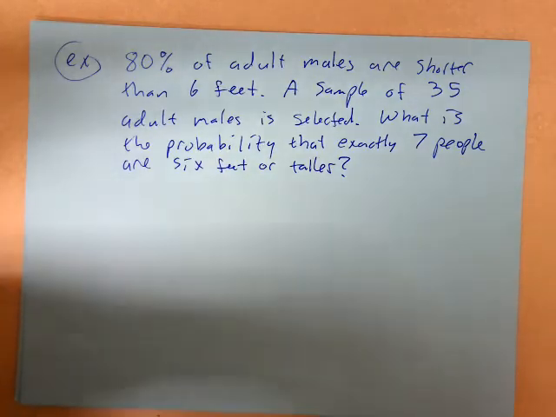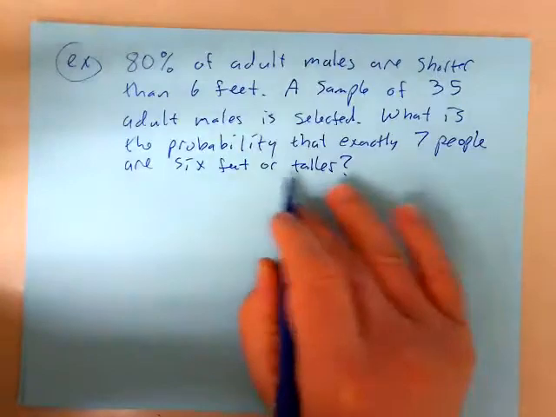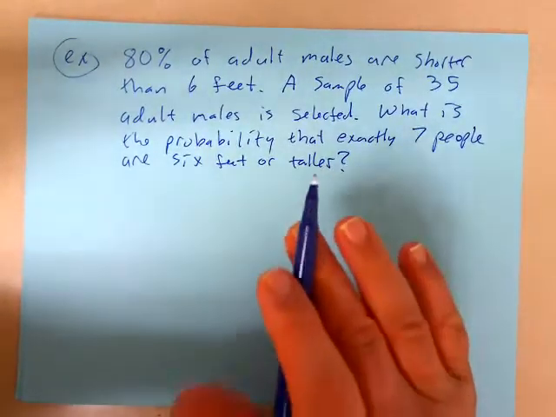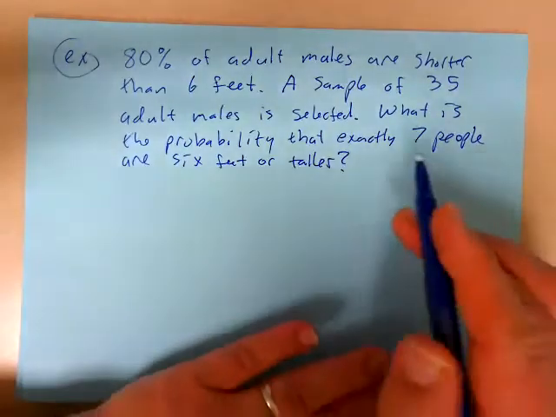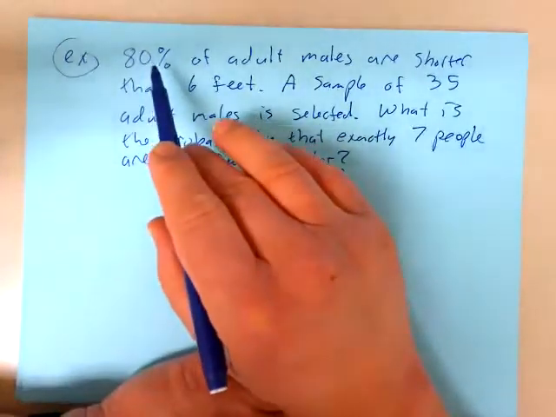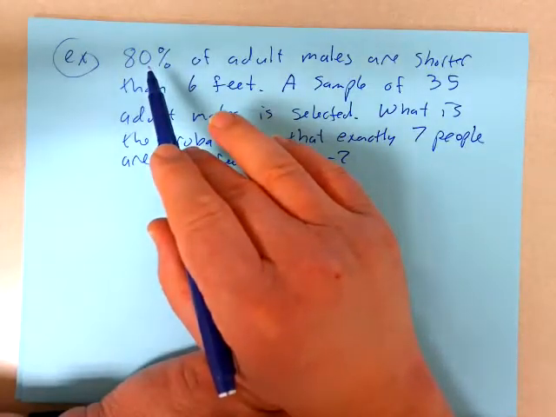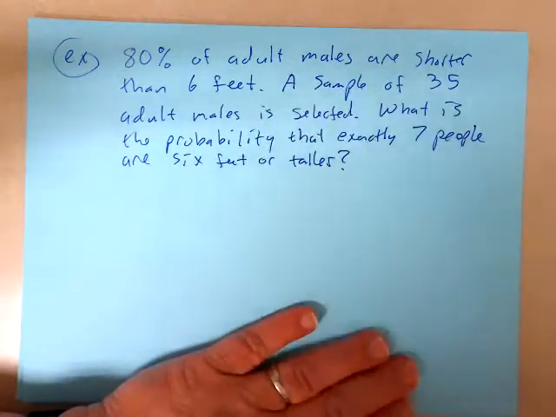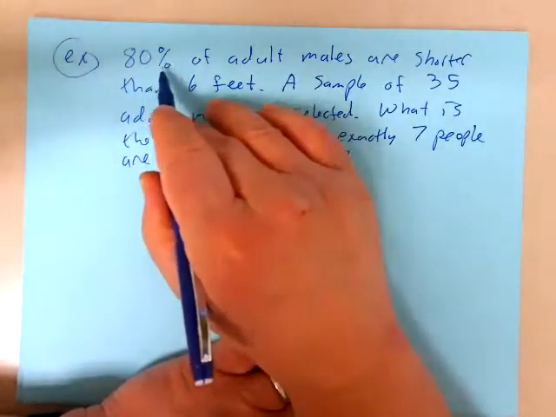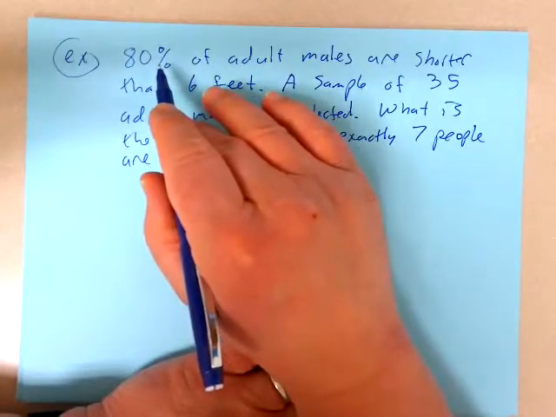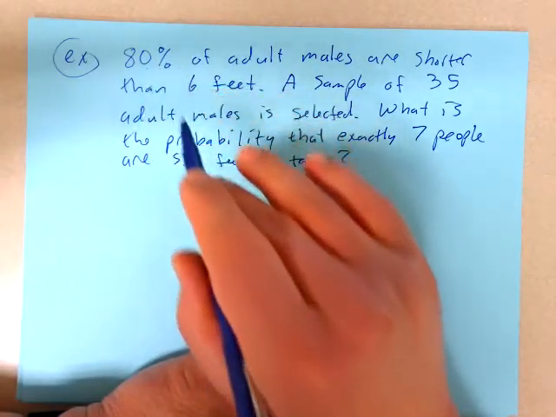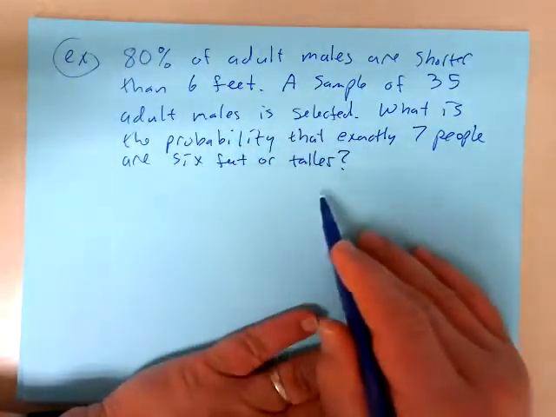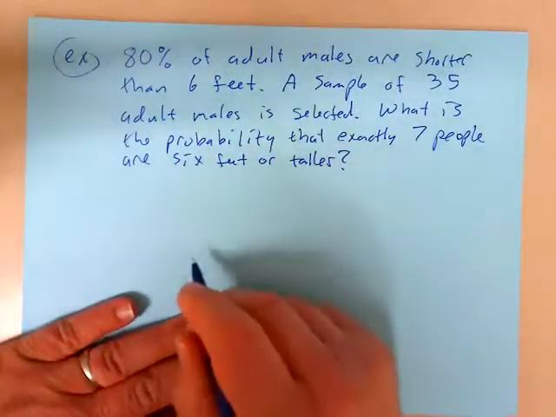Okay? Now, first of all, the success is what I want to find the probability of. So in this case, the success is being 6 feet or taller. That is the success. But notice the percentage I'm given here, 80% of adult males are shorter than 6 feet. So they're actually giving me the Q, not the P. Okay, they're giving me the Q. So the P is actually going to be 20%. The P is going to be those that are 6 feet or taller.